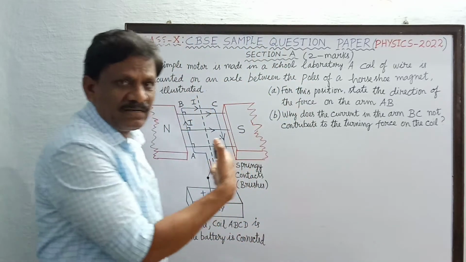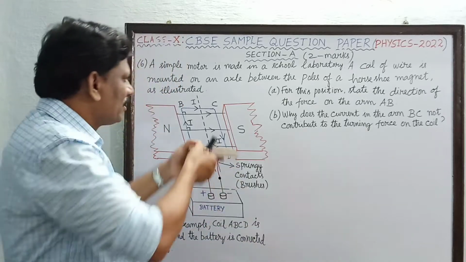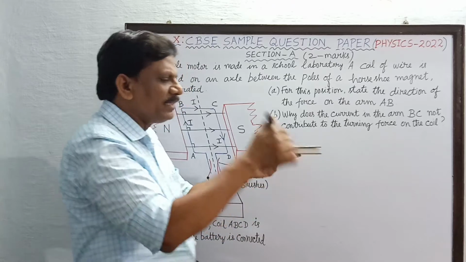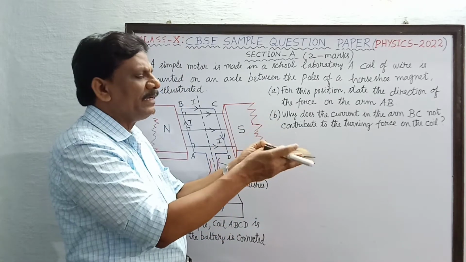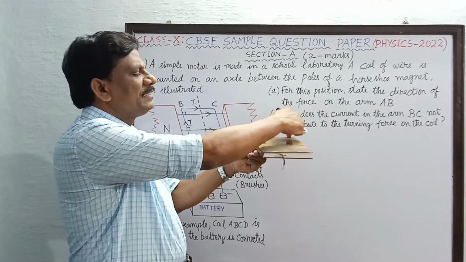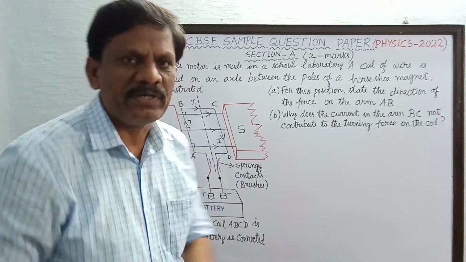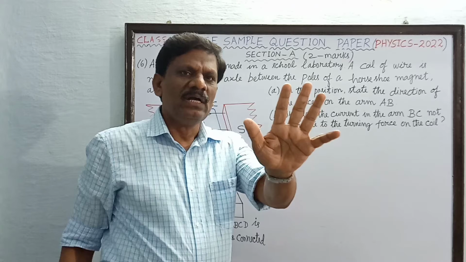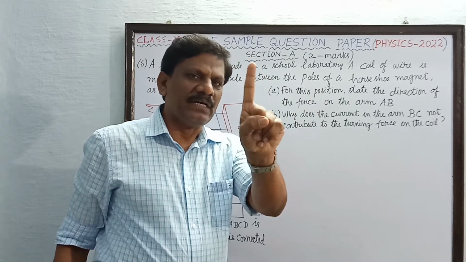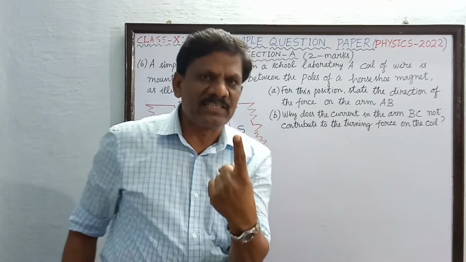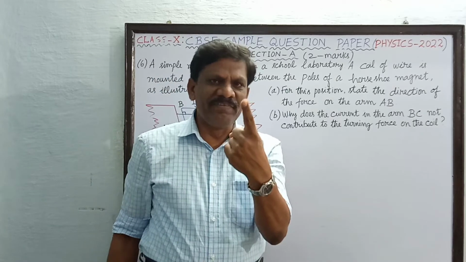For this given position, that is, coil horizontal like this, state the direction of the force on the arm AB. You can take this as A, B, C, D. Understand? So in which direction is the force going to act? For that I am going to first stretch the forefinger. Carefully watch my forefinger. This finger gives what direction, you tell me? Magnetic field, is it not?